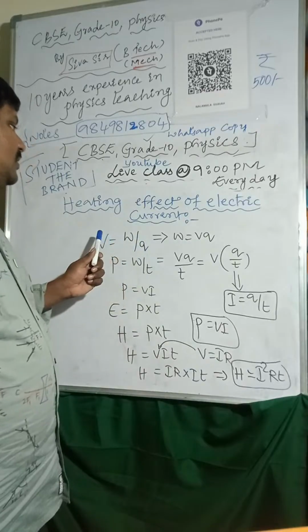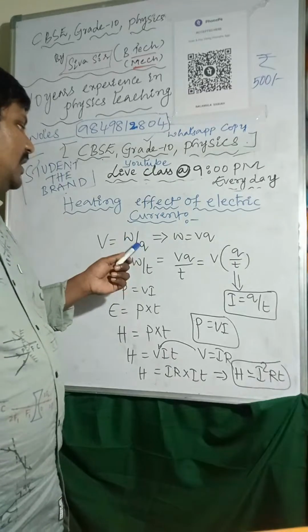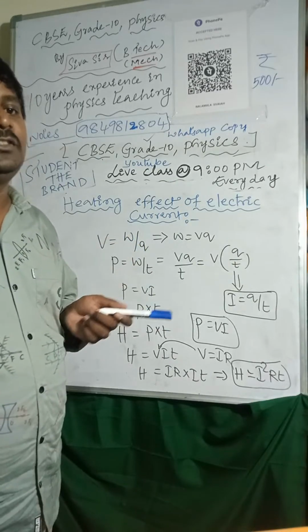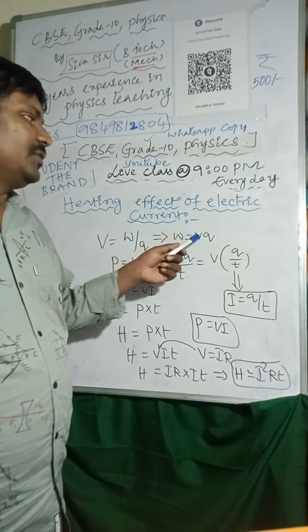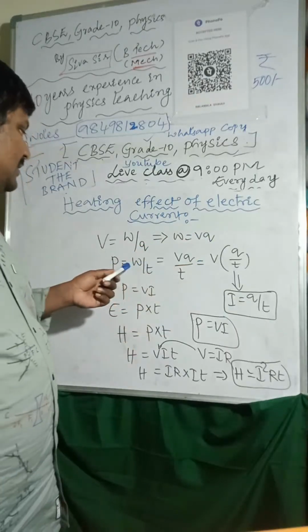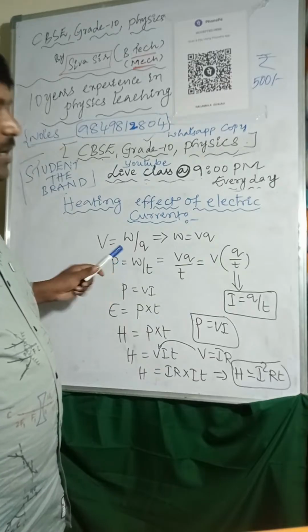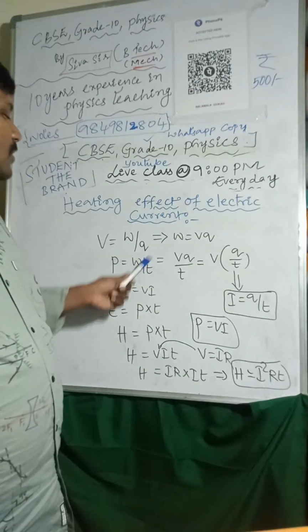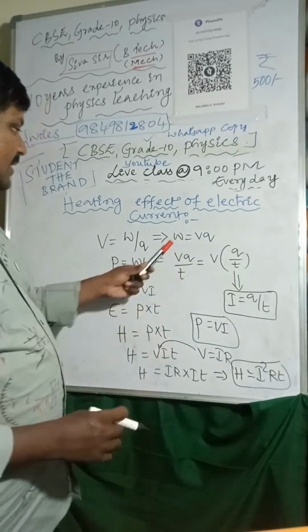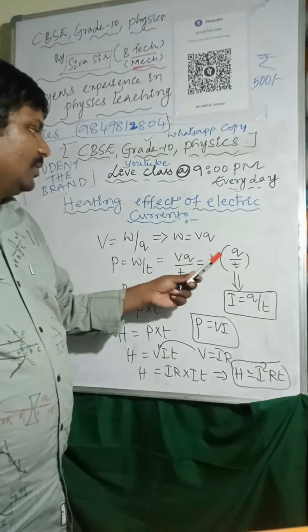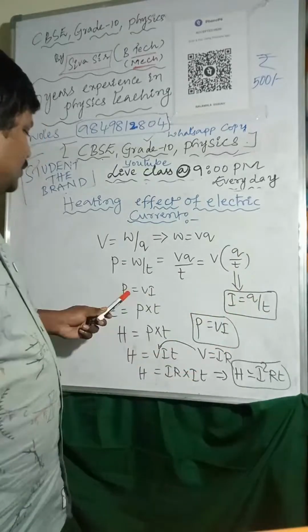Now you can see, potential difference is equal to work done by charge. The work done to bring a unit positive charge from one point to another is V equals W by Q. So W equals VQ. The rate of doing work is called power. So P equals W by T. Substituting W equals VQ, we get V into Q by T. Q by T is the current, I equals Q by T. So P equals VI.